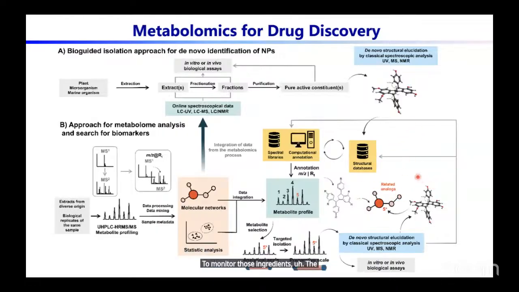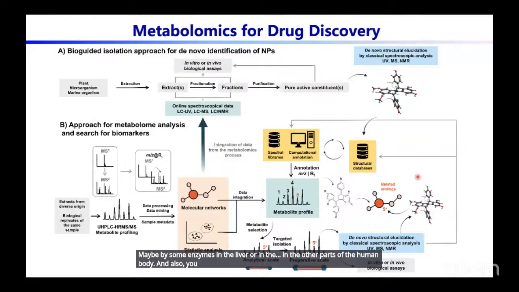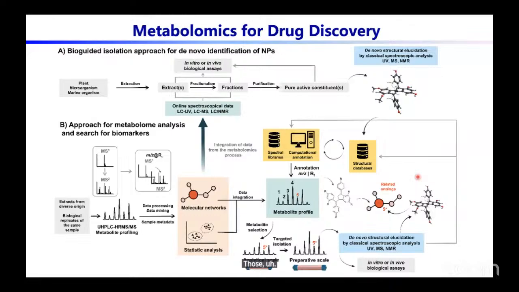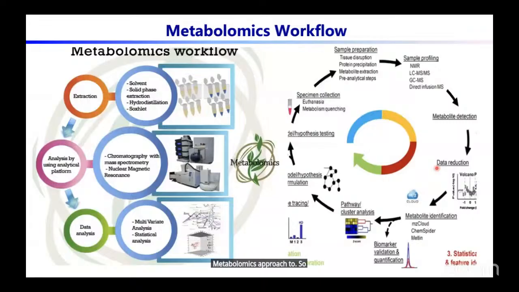The first thing is whether those ingredients can enter into the bloodstream, and whether or not they are modified, either by microbes in the gut microbiota, or by some enzymes in the liver or in other parts of the human body. And also you want to measure the pharmacodynamics of those multiple ingredients. Obviously, the best approach is the metabolomics approach, so that you can monitor the many ingredients.